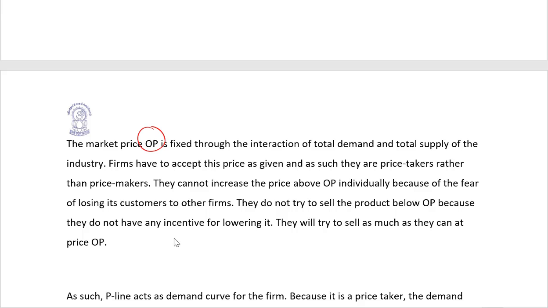In the market, price OP is fixed through the interaction of total demand and total supply of the industry. Firms have to accept this price as given, and as such they are price takers rather than price makers. They cannot increase the price above this level, OP, individually, because of the fear of losing all the customers to other firms. They do not try to sell the product below the OP level because they do not have any incentive for lowering it.